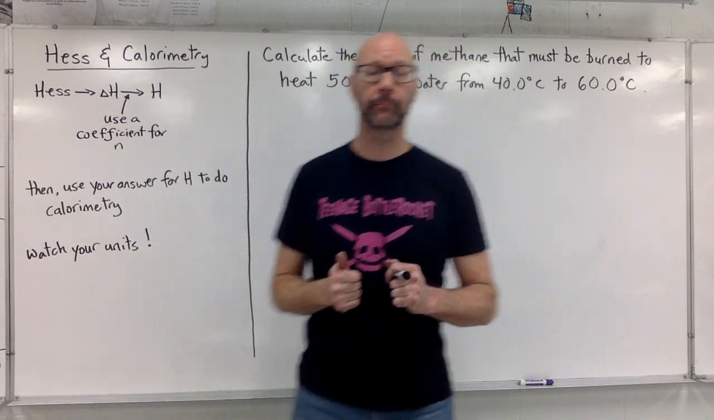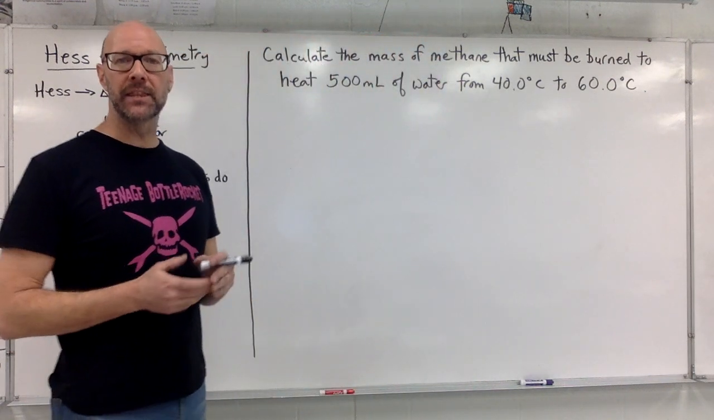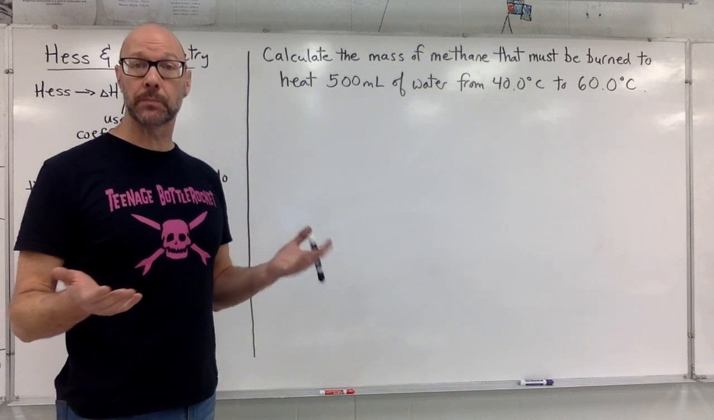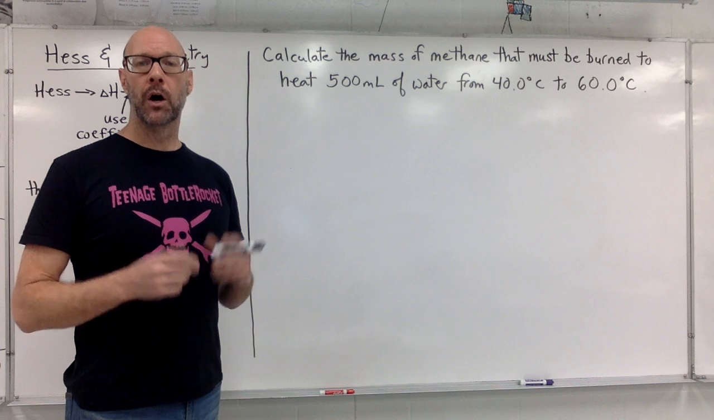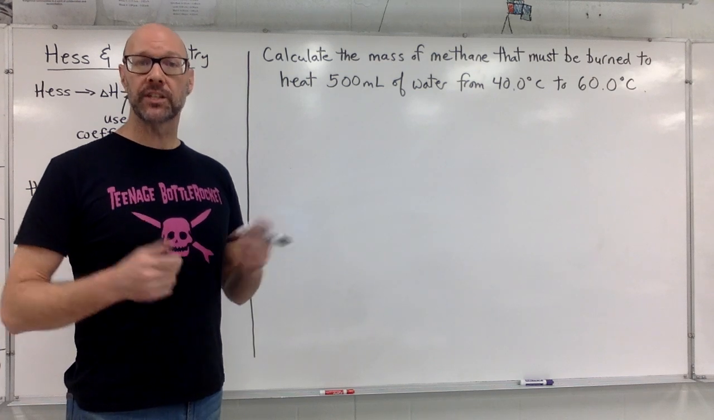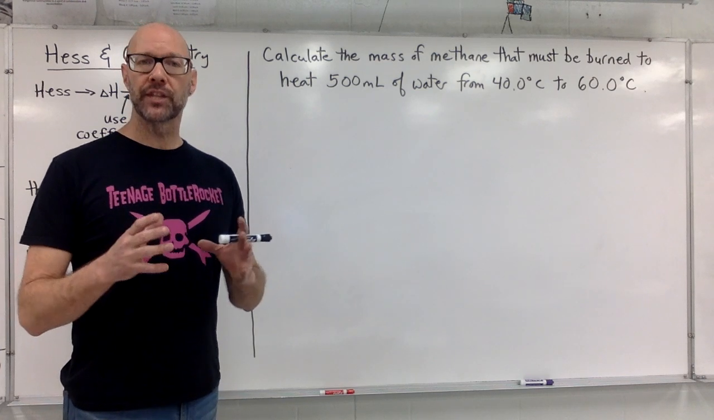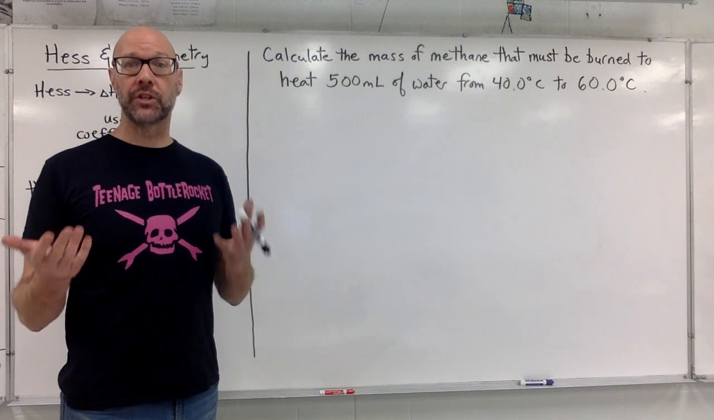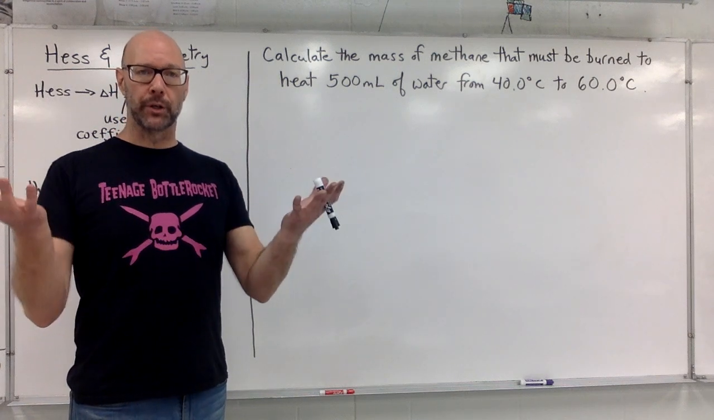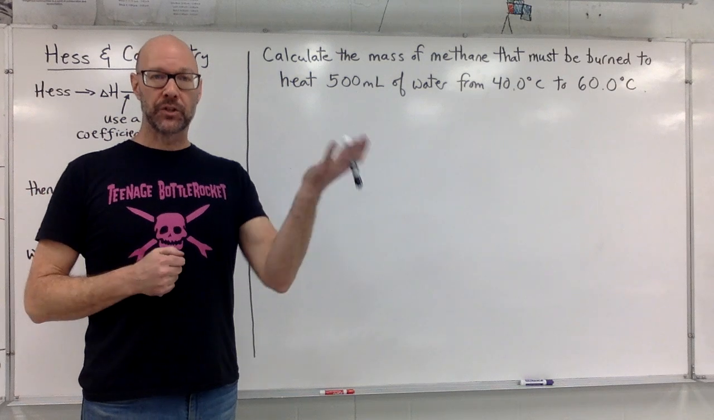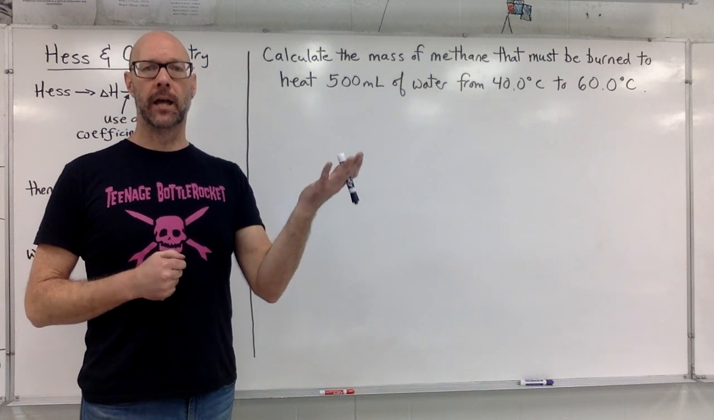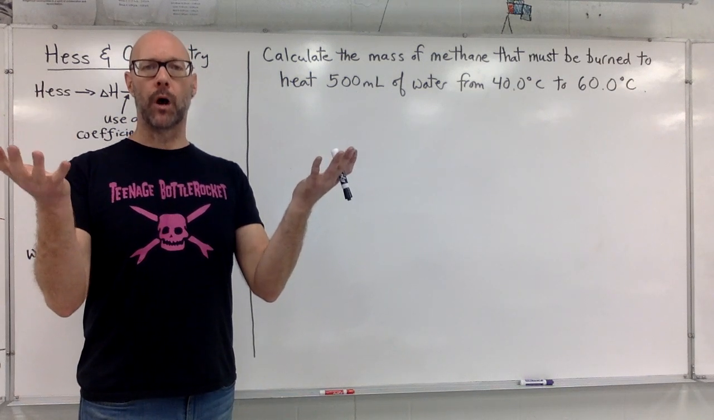Here we go. Let's calculate the mass of methane that must be burned to heat 500 milliliters of water from 40 degrees Celsius to 60 degrees Celsius. First thing is, this is a calorimetry style question. There's numbers, we don't have one of the numbers, but there's numbers about two different things. There's a mass of methane involved here, and there's some numbers that go along with the water.